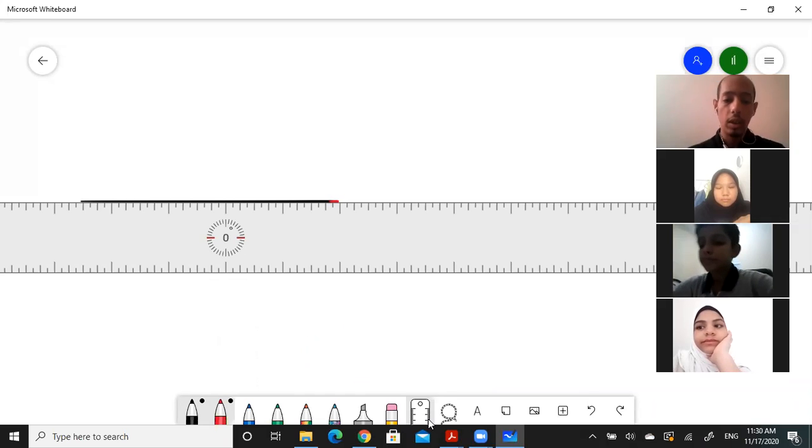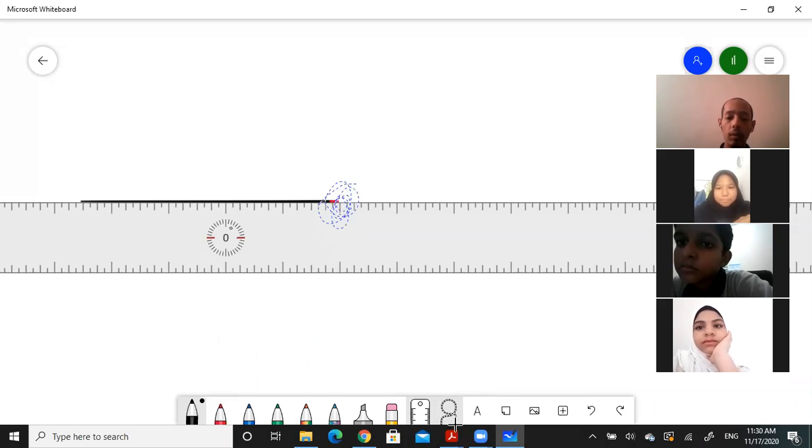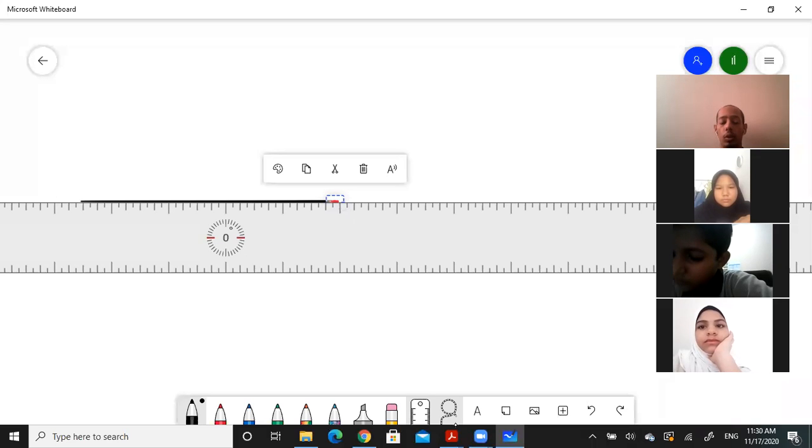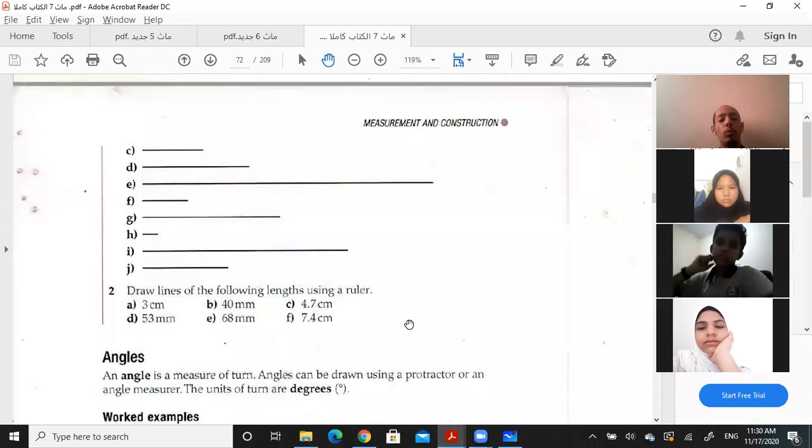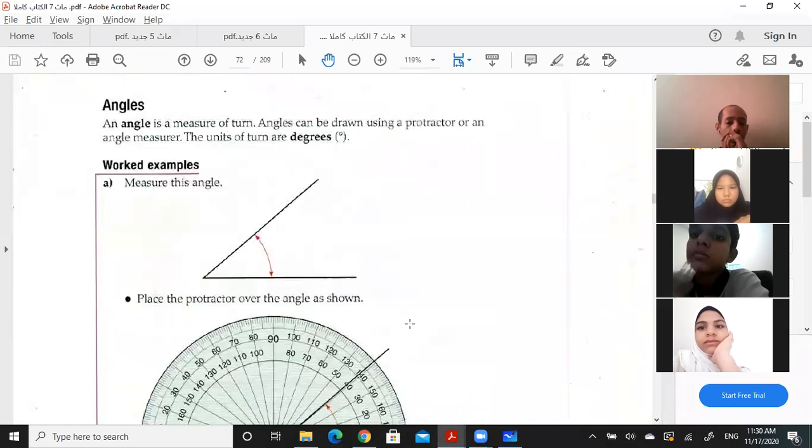For example, here it is nearer to this division, right? So you are going to say the length of this line is the reading at the division which is closer to the line. This is the hardest part of this section.